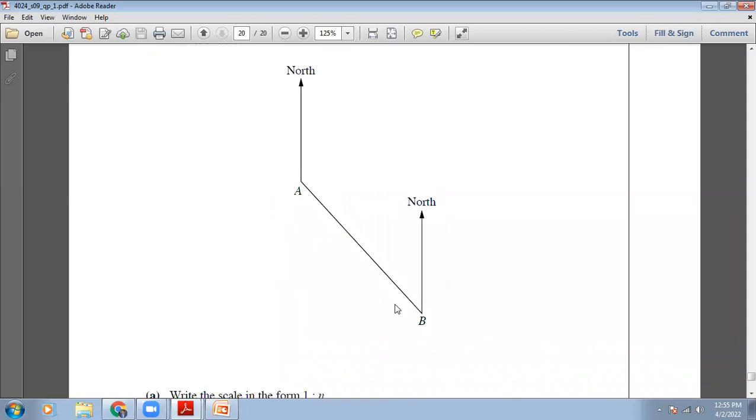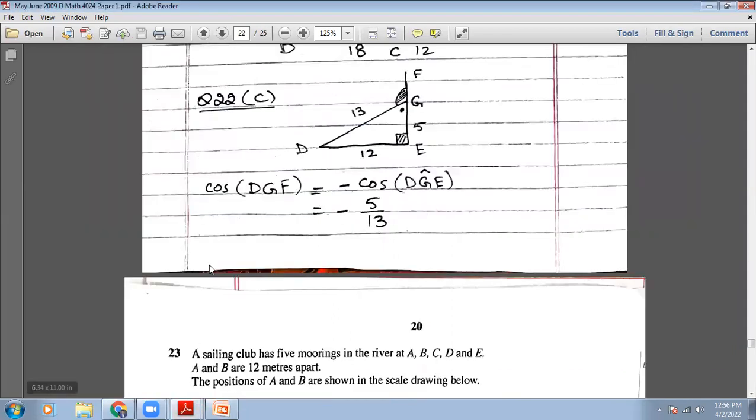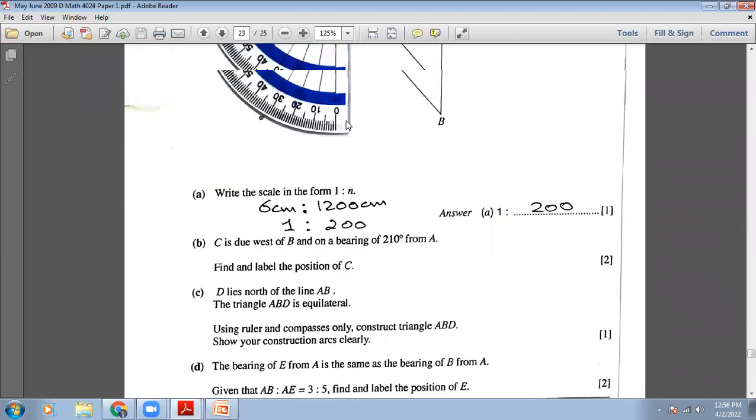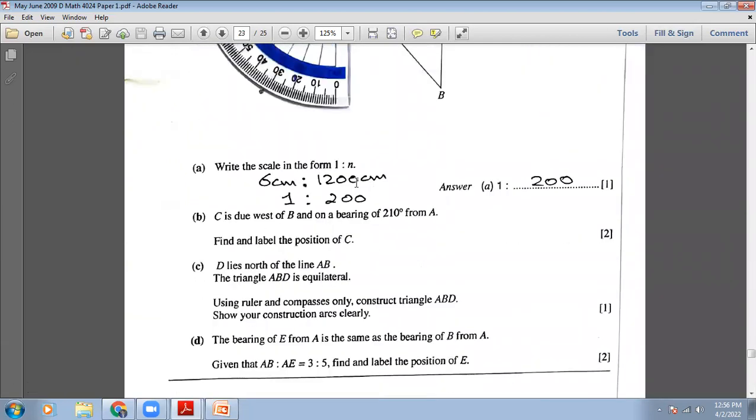So put your scale here. Then check this length. What is the length from A to B on the map? It is 6 centimeter, I think. I have measured it. So let me show you. Yeah. So on the map, this AB length is 6 centimeter, and in actual it is 12 meters. So convert them into centimeters. It will be 1200 centimeter. So I can put them in the ratio 6 centimeter to 1200 centimeter. Divide both sides with the 6, so you get 1:200. So this value will be 200.